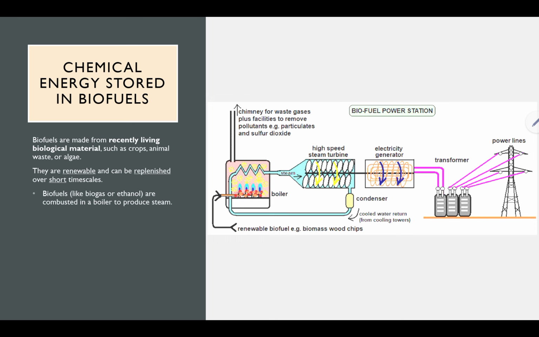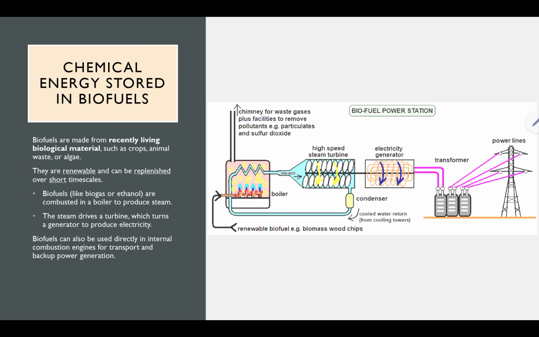Biofuels like biogas or ethanol are combusted or burned in a boiler to produce steam, just like the fossil fuels. The steam drives a turbine which turns a generator to produce electricity. Biofuels can also be used directly in internal combustion engines for transport and backup power generators.